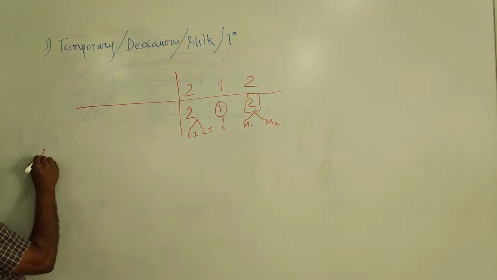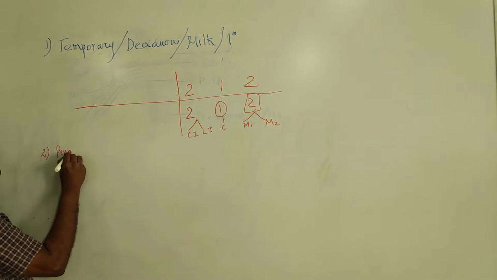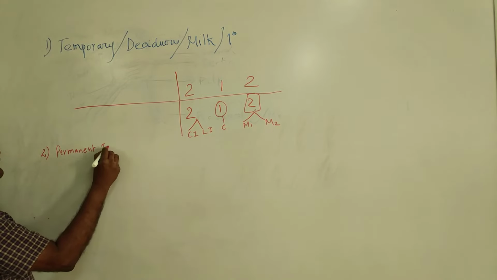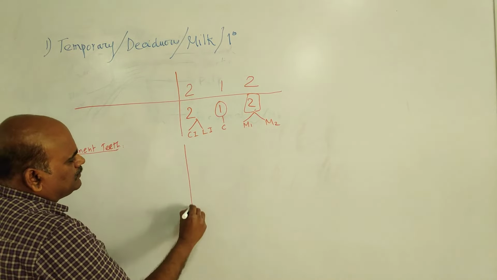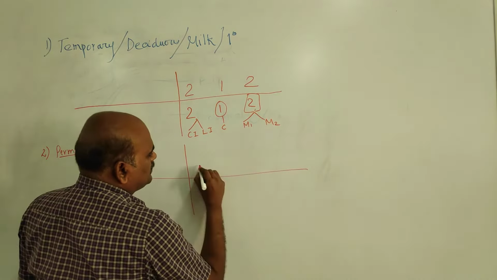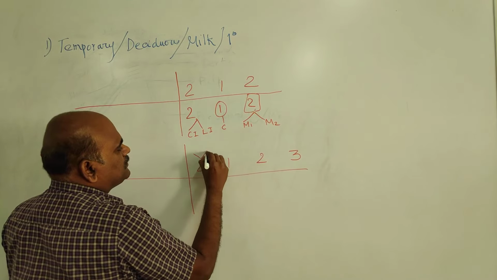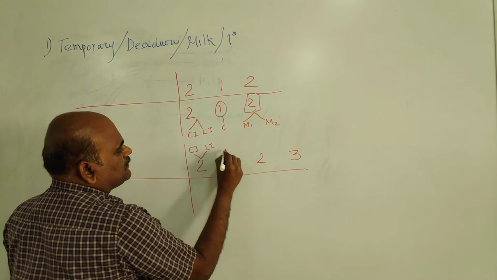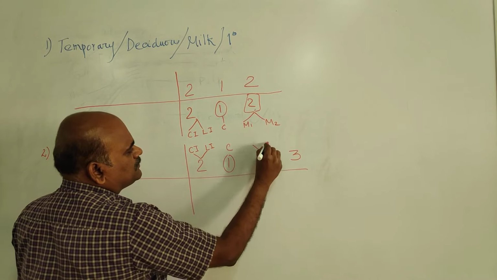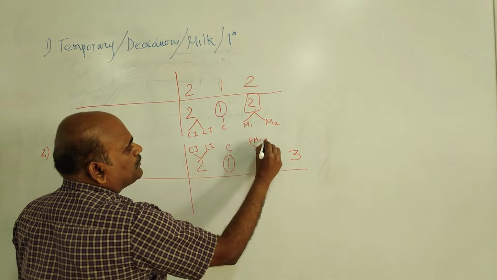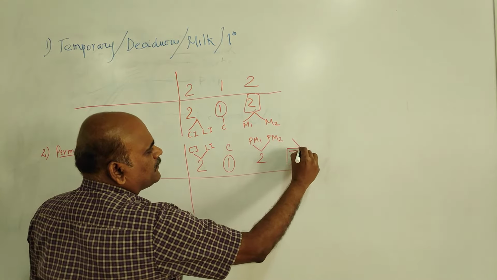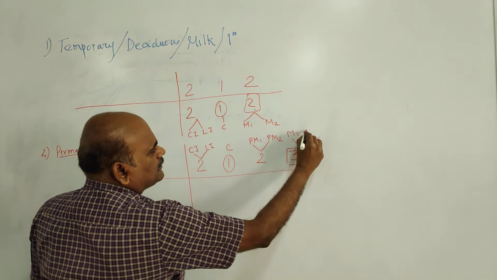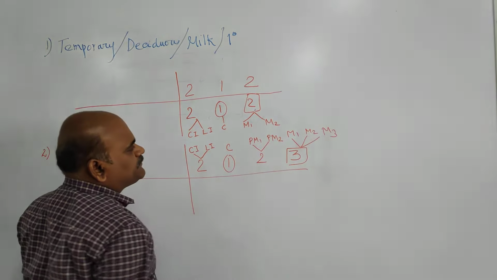Then comes another set of dentition called permanent dentition, permanent teeth. The formula is 2 1 2 3. These two are again incisors. These two again canine. These two are premolars. Remember, it is the premolar, not molar. These three are molars: first molar, second molar, third molar.